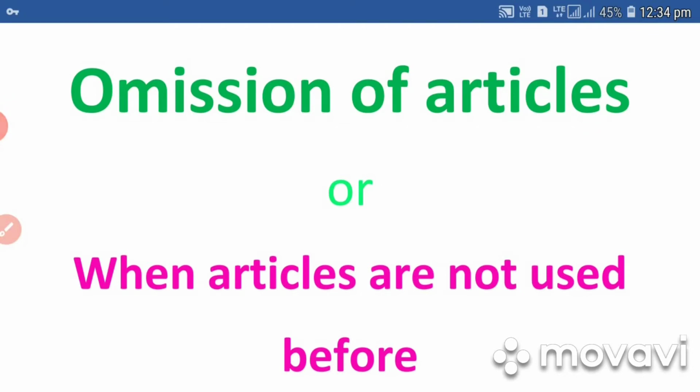Today I am here with the concept omission of articles. See, what is meant by omission? Omission means omit, leave, skip or drop articles, drop something actually. Now, when are we not going to use articles?